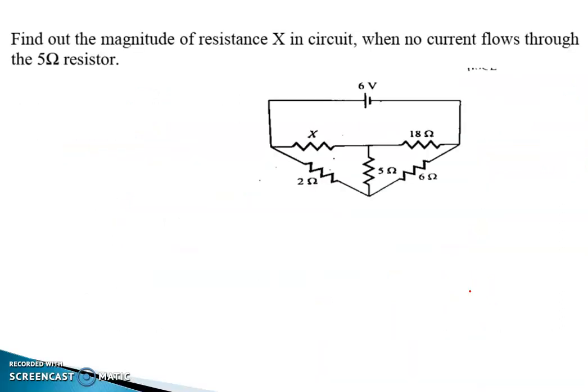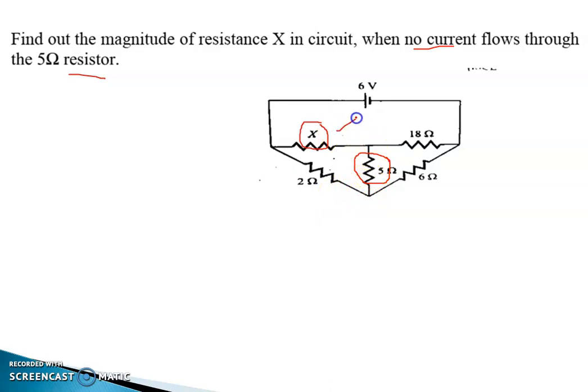Now this is question number 2. Find out the magnitude of resistance X. This is resistance X. When no current flows through the 5 ohm resistor, there is no current in this wire. You know that, students, this is the Wheatstone bridge. This is a balanced Wheatstone bridge.